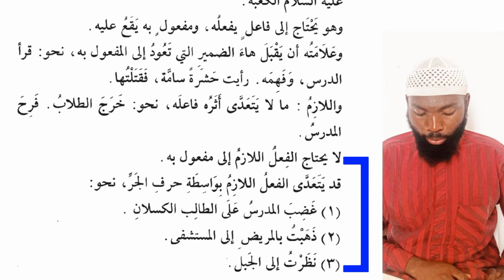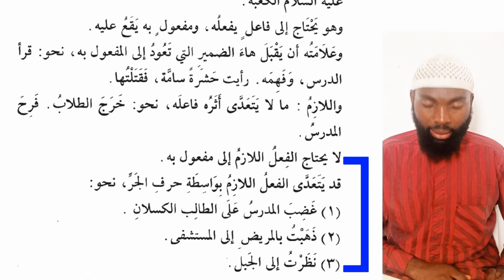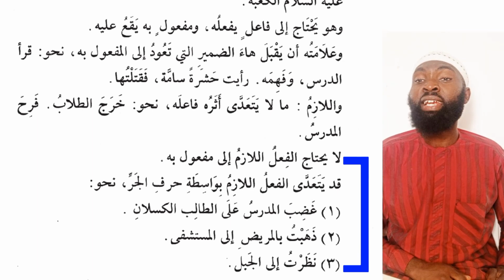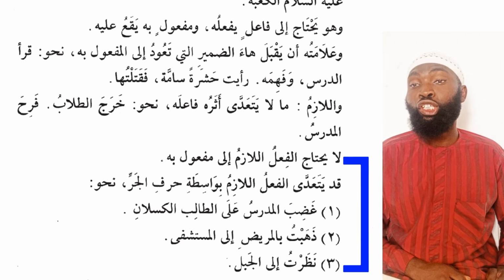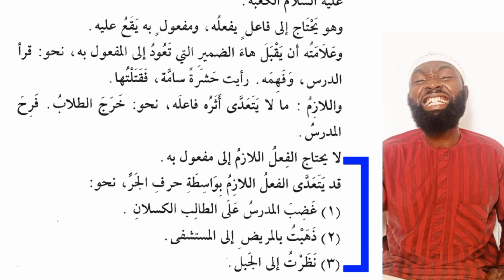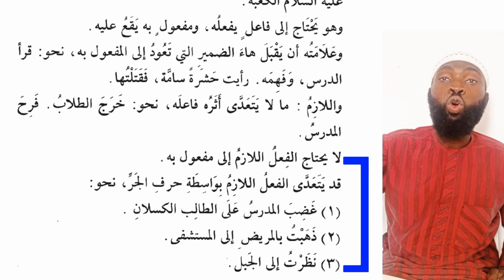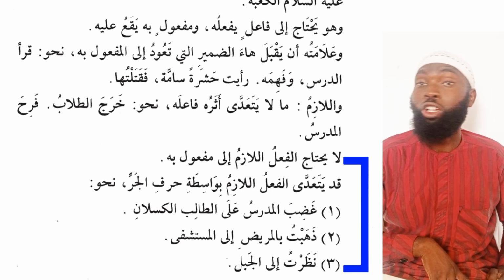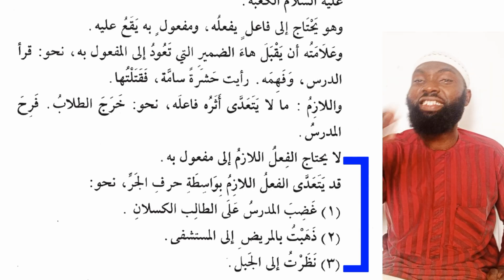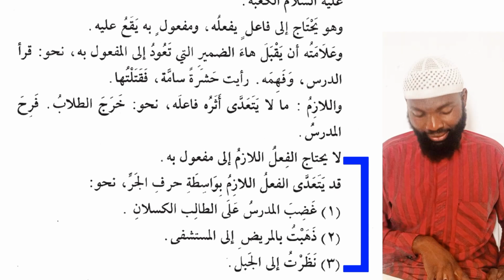An example, غضب المدرس على الطالب الكسلان. The teacher was angry at the lazy student. So the word at, which is what? Ala here is the preposition which has helped to extend the action of the teacher over the student. However, the student coming here is not an object, but indirectly, it is coming as if it is an object.